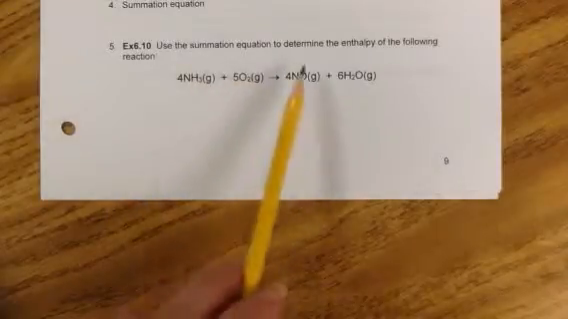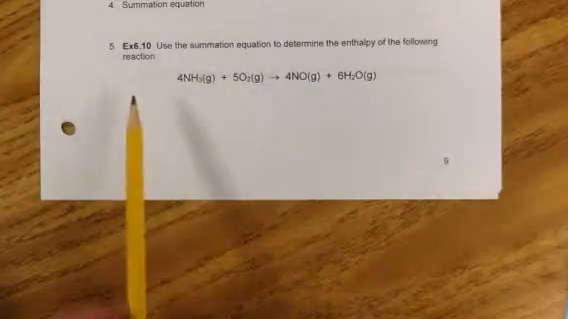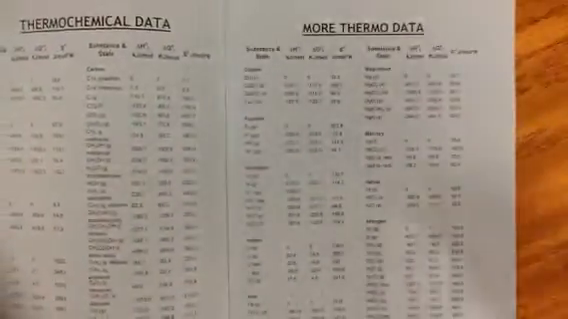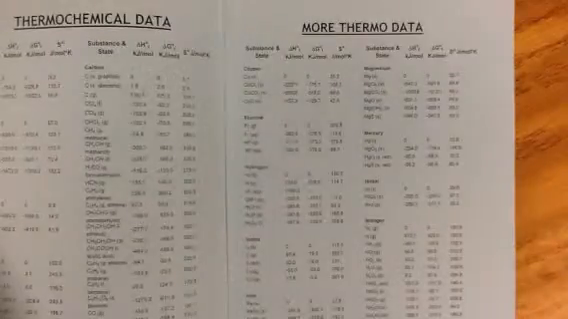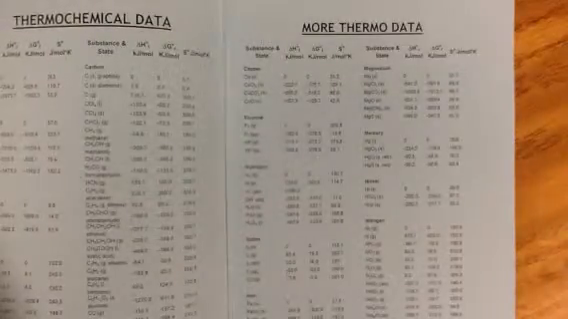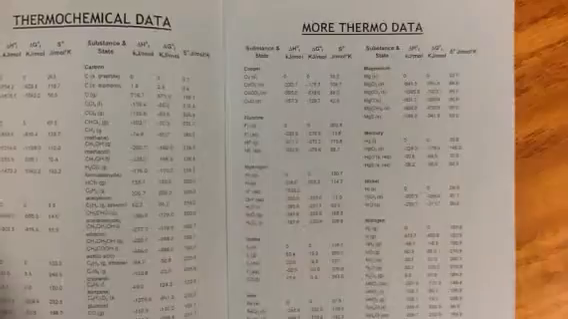So it says use the summation equation to determine the enthalpy of the following reaction. So step 1 is we're going to go back to this reference booklet, looking at pages 5 and 6, and we're going to look up the values for each one of these substances, remembering that these are listed in alphabetical order. So here's my section for nitrogen, and I'm looking for NH3 gas. So as I come down the nitrogen column, I'll find it, it's the third one down, NH3 gas, and it's listed as negative 46.1.